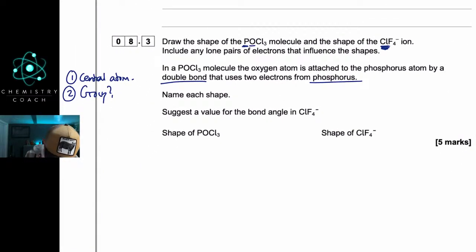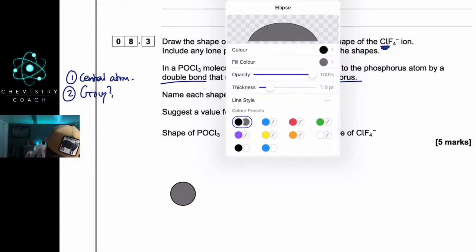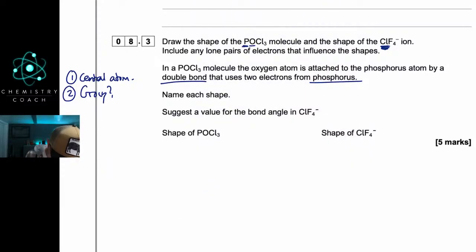So phosphorus, let's draw that. In fact, let's do a circle. I've got a circle to do, Hickey. Okay, so it's black, but that doesn't matter. There we go. So phosphorus in the middle, and we've got 1, 2, because it's in group 5, 3, 4, 5. Now, I've done 2 at the top.